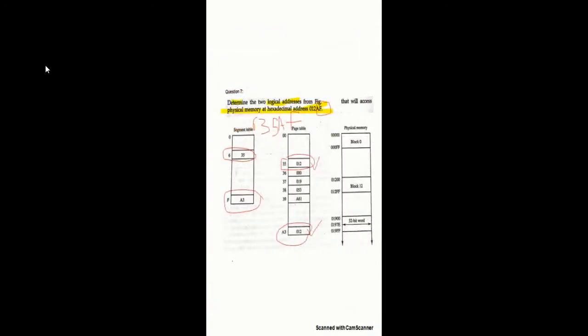Understood? The solution is very simple. When the physical address is given, you have to see that this block 012 is present in which page? So page 35 and page A3. You have to find out that this page is present in which segment number. You just find out and write the logical address from segment number to page number to word to get the solution.